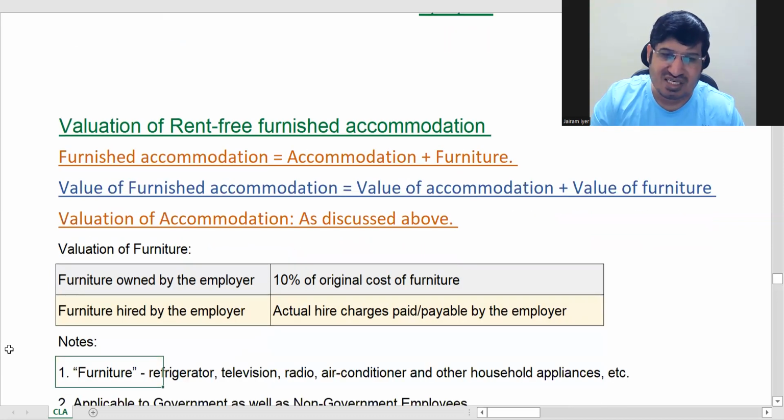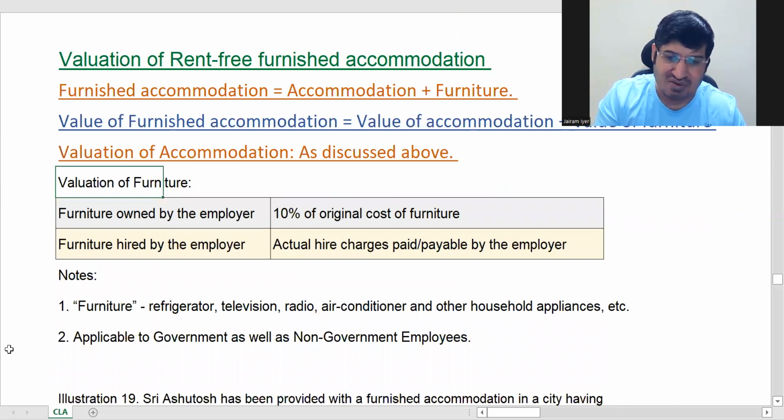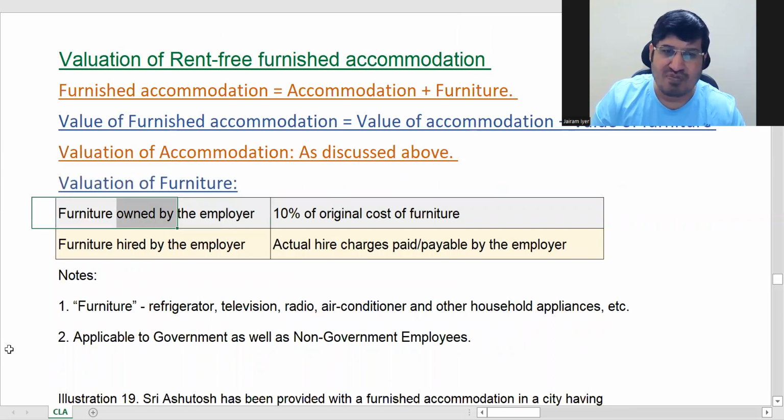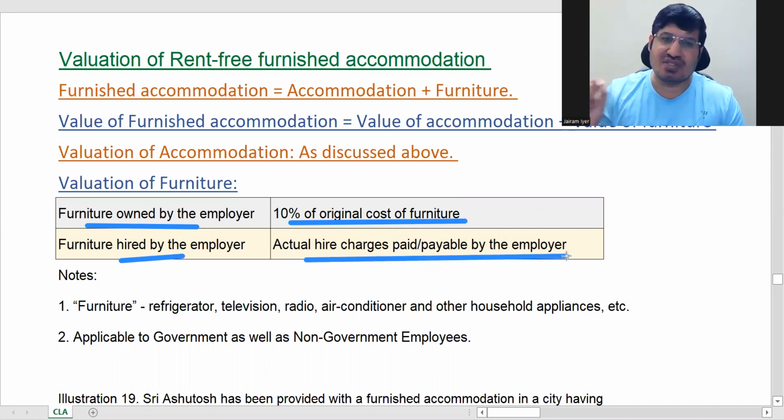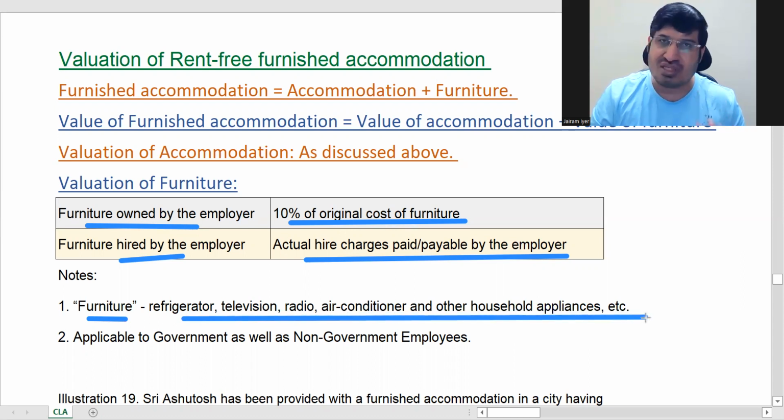For furniture, there is just a small table here. This is how we have to calculate furniture. If furniture is owned by the employer, take 10% of the original cost of furniture. If hired, just take the actual hire charges. You don't have to take any lower of this and all that. Take the hire charges of the employer straight away, whatever he has paid for furniture. Normal furniture will come here. Apart from that, refrigerator, television, radio, air conditioner, household appliances, all these come under furniture.